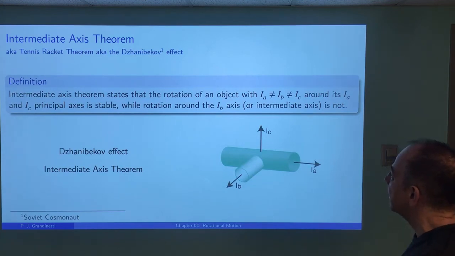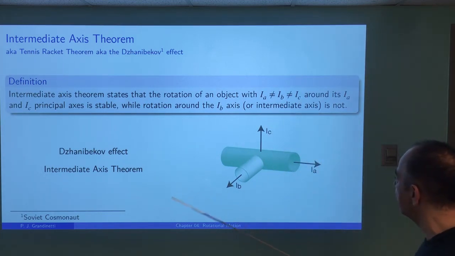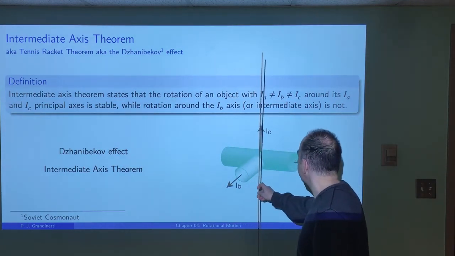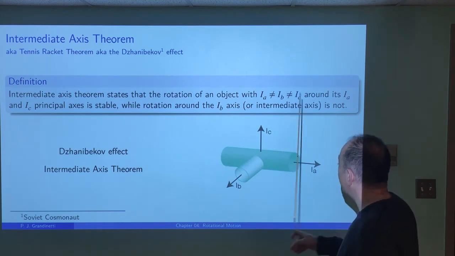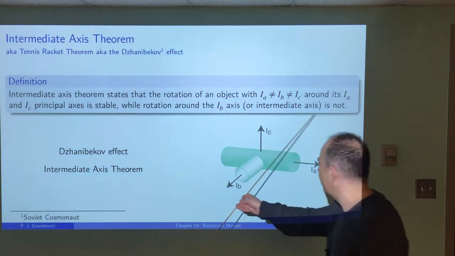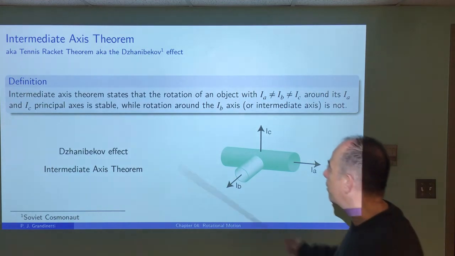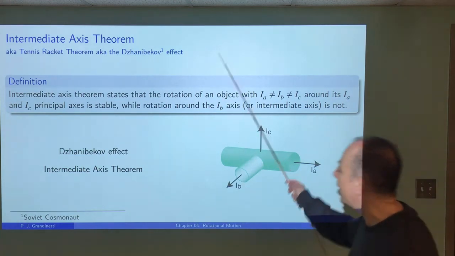Now here's an interesting thing. This is called the intermediate axis theorem, which tells us that if you have an object where the three principal components are not equal to each other, then if it's freely rotating about the largest component, IC, or the smallest one, it will continue to rotate about that axis stably, just like we saw on the previous slide. But if it's rotating about the intermediate axis, it can't rotate stably about that axis, and it'll keep flipping back and forth between two different directions. This is called the tennis racket theorem, or the Dzhanibekov effect, I believe.